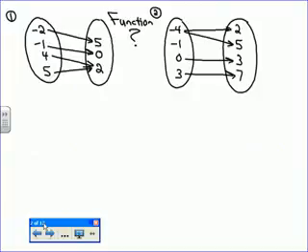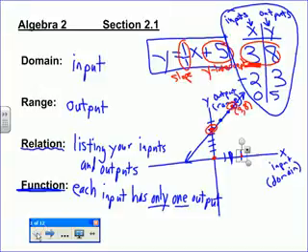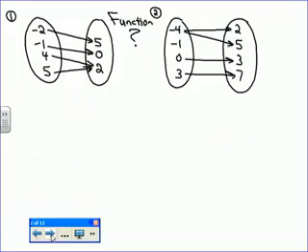All right. So this is another way you can show a relation. It's basically the same thing as that little table that I made over there. This is just a little different way to look at it. This is more like what we call mapping. So what it's saying is -2 maps to 5.